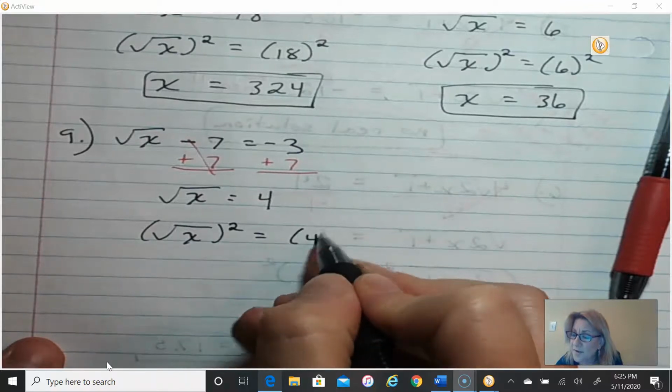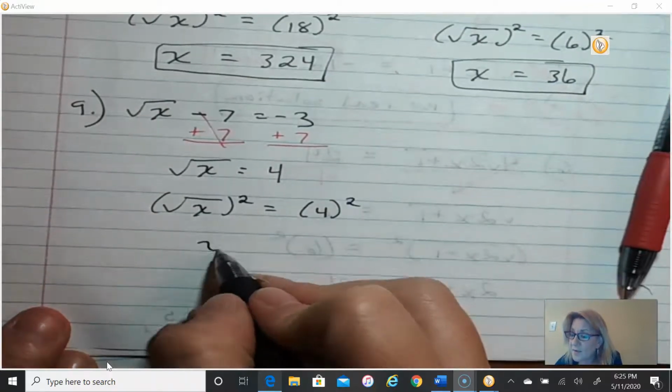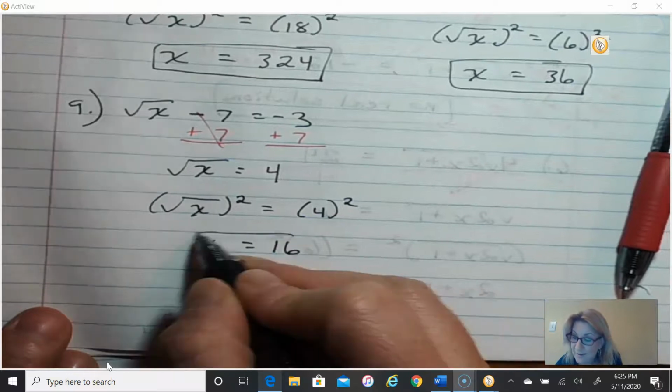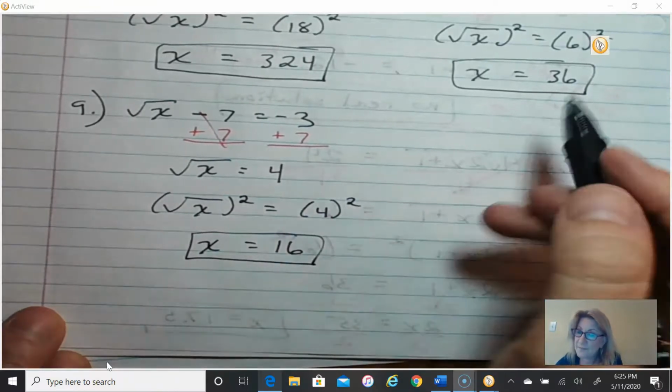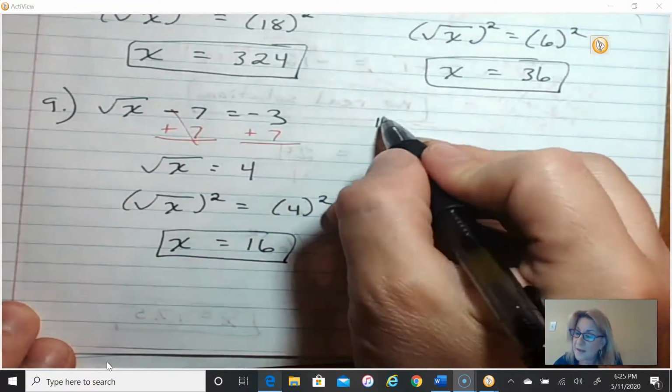And I'm squaring both sides. That leaves me with x equals 16. Okay, 11.